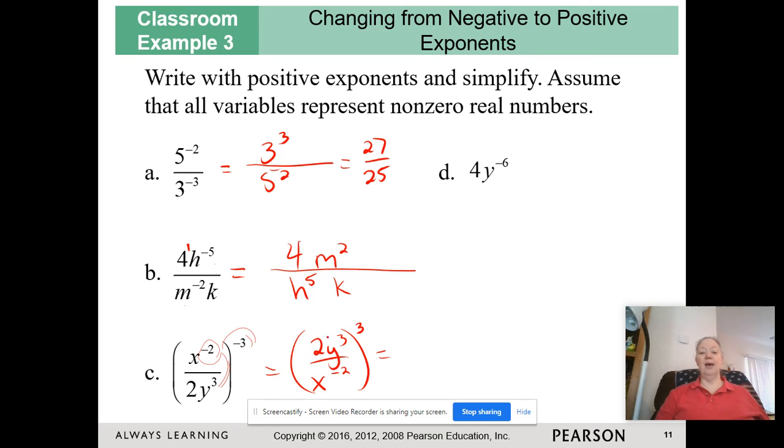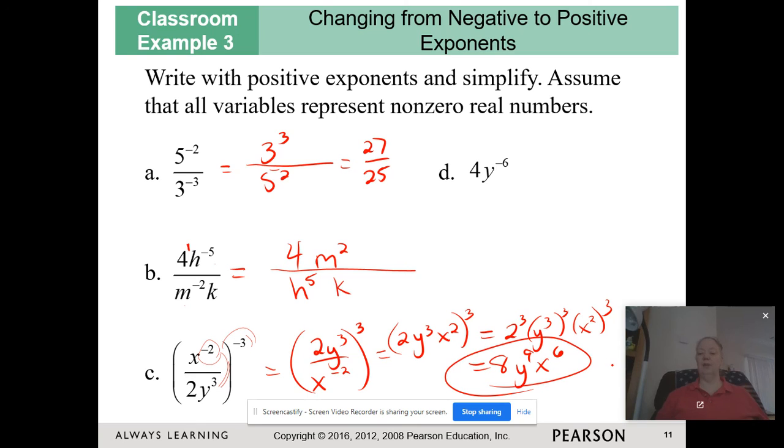So now we're going to apply, actually, we still have a negative exponent. So I'm going to take this, I'm going to put it in the numerator. 2y cubed x squared. We actually don't have anything in the denominator at this point. And I'm going to apply the exponent to each of the ones inside. And x squared. 2 to the third power is 8. Multiply the exponents. And that would be our final answer.